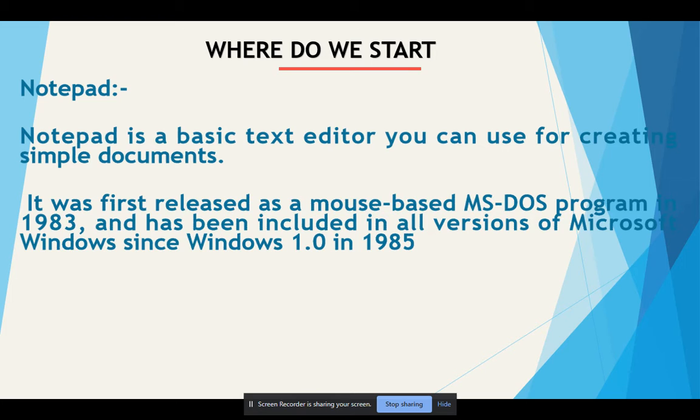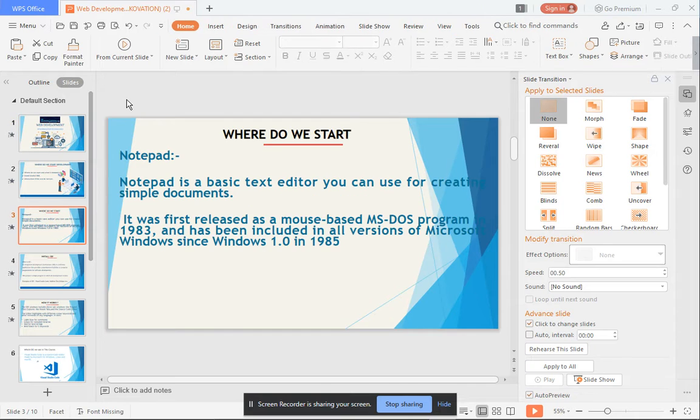And in our web development part, if you want to build a web page, you can code in Notepad also, but the file extension will be .html. It was first introduced as a mouse-based MS-DOS program in 1983, and it has been included in all versions of Microsoft Windows since Windows 1.0 in 1985.